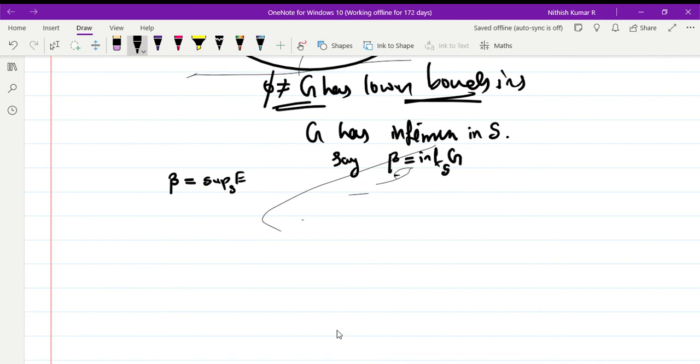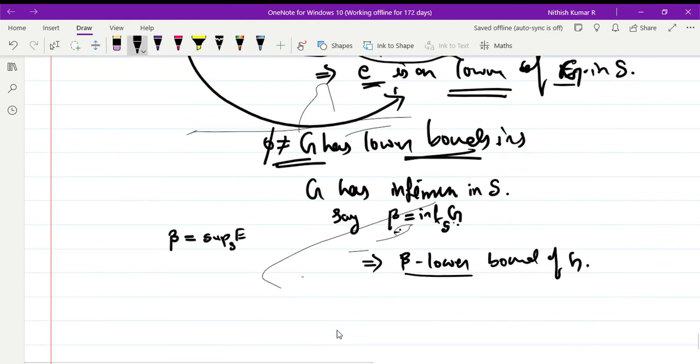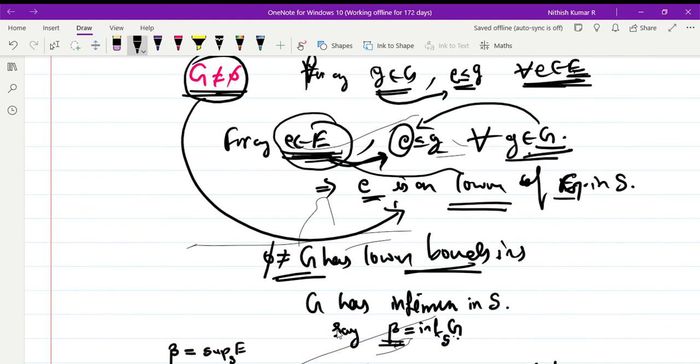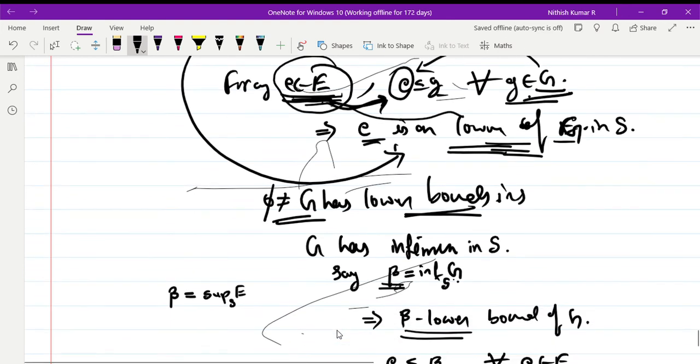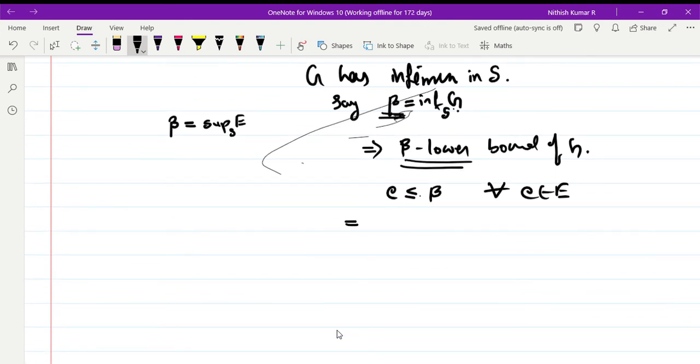Now, beta is an infimum of G, which implies beta is a lower bound of G. And note that every element of E is a lower bound of G, and beta is the greatest lower bound of G. Therefore, e must be less than or equal to beta for all e belongs to E. Now, this implies beta is an upper bound of E.